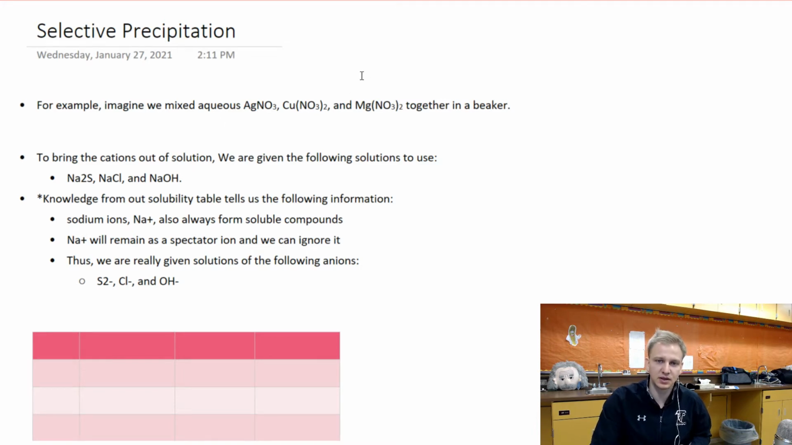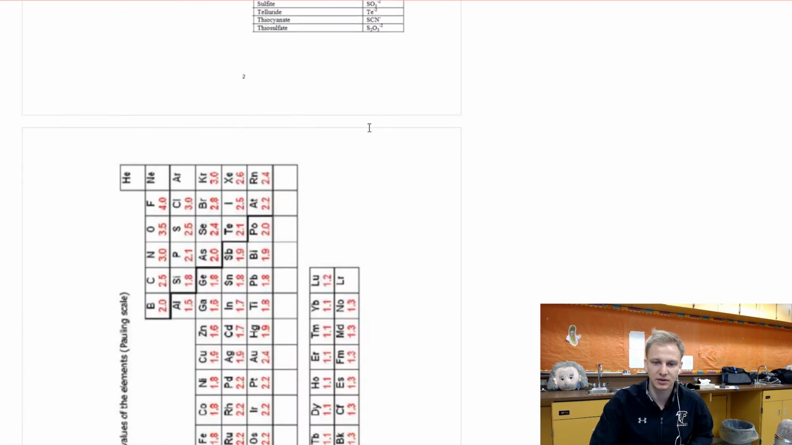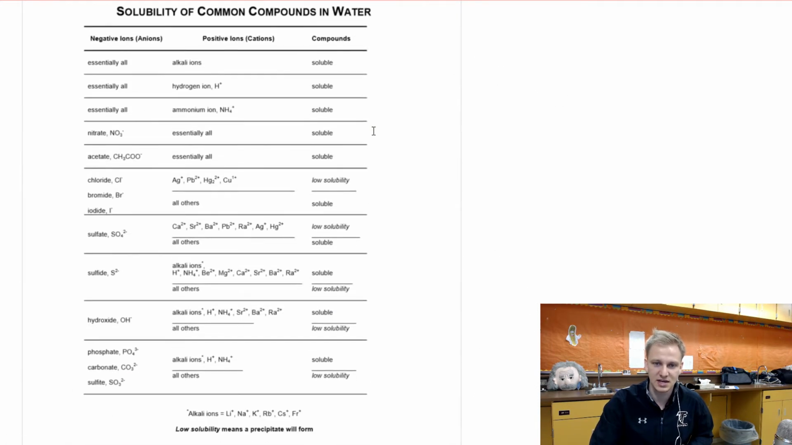That is what the question will look like, and what we are going to want to do is selectively precipitate, so make solids out of each of these metals. Now what you'll notice is that there is a common feature of each of these. That common feature is the NO3. And if we look at our data table and reference booklet here, we can see that anytime we have a nitrate, anytime we have this NO3, we are dealing with something that is soluble. We're dealing with something that wants to dissolve in an aqueous or in a water situation.